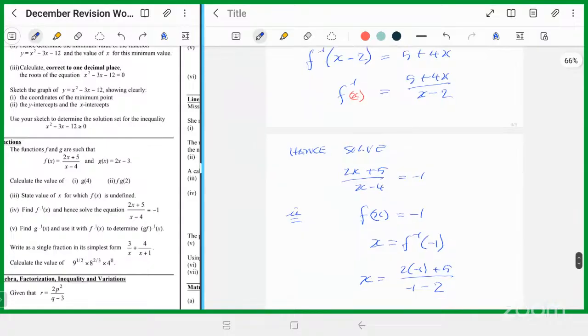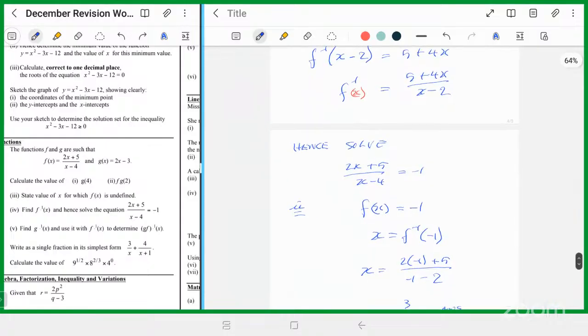Oh, I see the mistake now. So I'm doing f to the minus 1 of negative 1, right? So I'm putting f to the minus 1 of negative 1 in this. I wrote the wrong thing up here. That's why it is wrong. See, your ability to find a mistake is also important. So it's 5 plus 4 times negative 1, because I'm putting f to the minus 1 of negative 1 in the f to the minus 1 function, which is this.